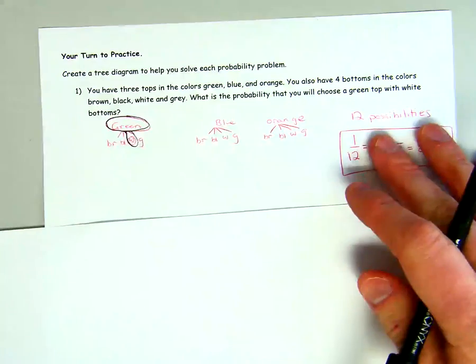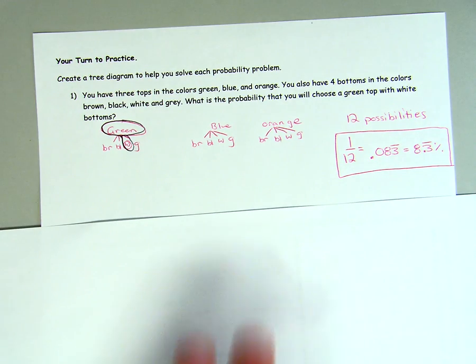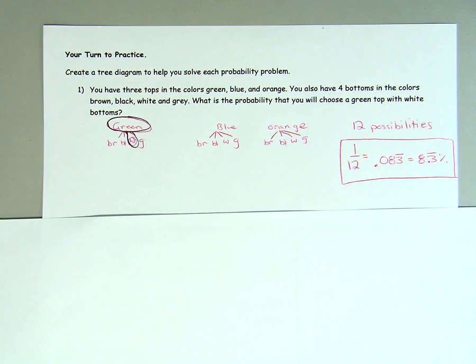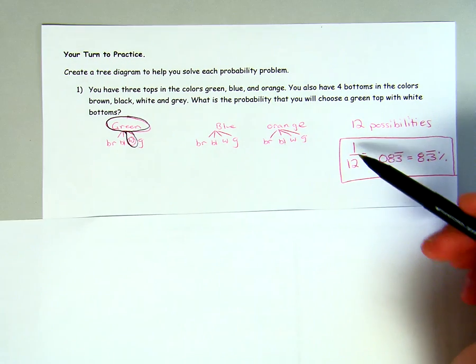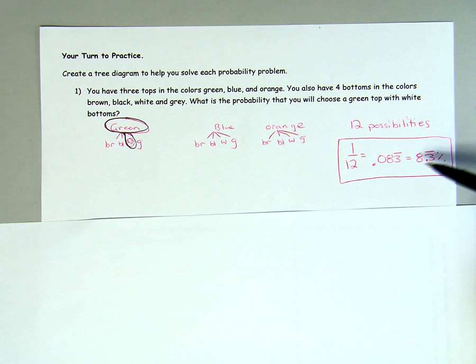So my first one here has to do with choice of clothing. 3 tops, 4 bottoms. So I have green, blue, or orange tops, and then I have bottoms of brown, black, white, or gray. So you can see how I made my tree diagram. I found that there's 12 possibilities, and there is only 1 green and 1 white. So 1 out of the 12 would be the option there.